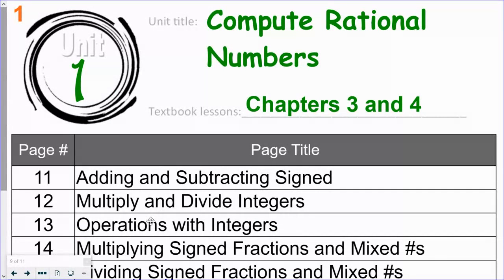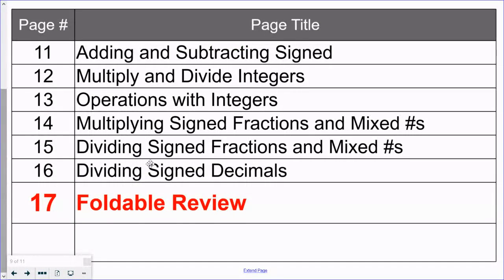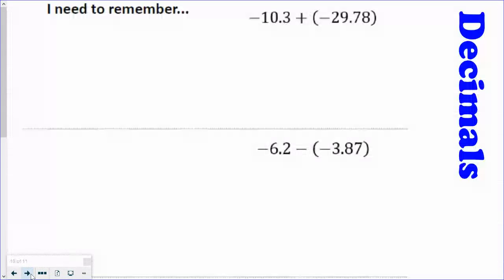Yesterday we did the left side of our foldable, the fraction side. So today we're going to do that same foldable from yesterday, and we're going to do 4 decimal problems. Our first one is an addition of 2 negatives that are decimals.